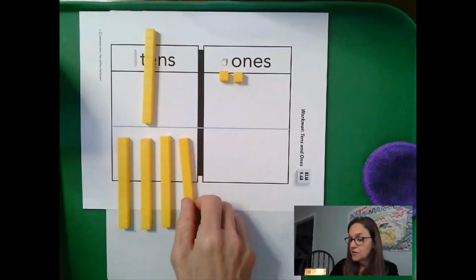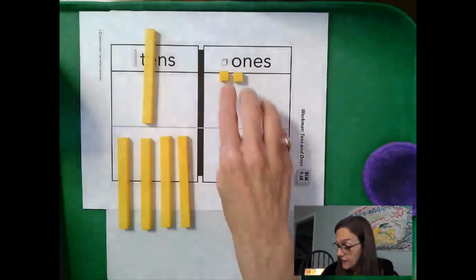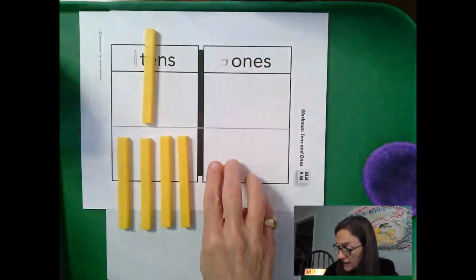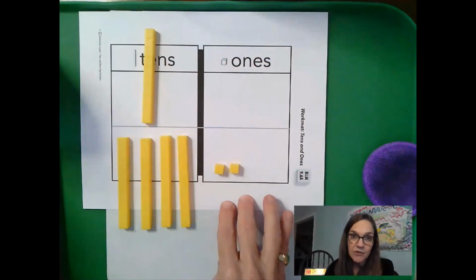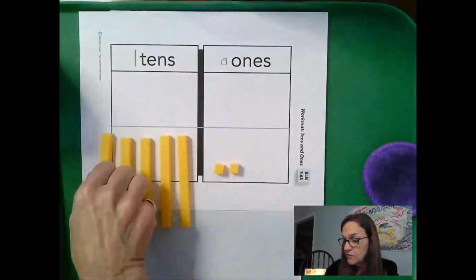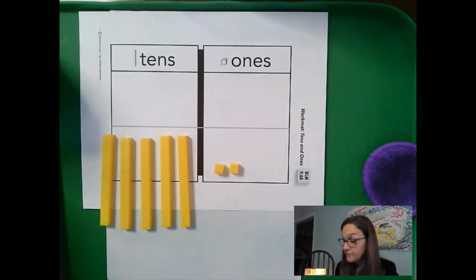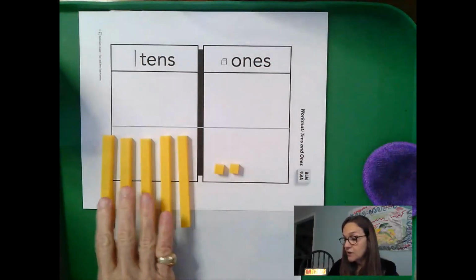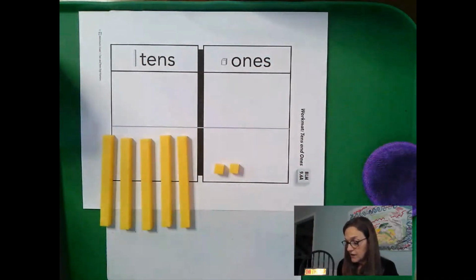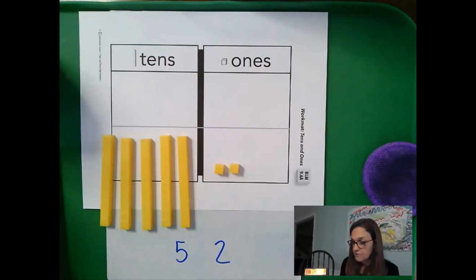And I'm going to move this over to the tens place. And then I'm going to move these down. There's just 2 of them, so I don't have to do any exchanging. And then I'm going to move this down. Okay, so now we have 1, 2, 3, 4, 5 tens and 2 ones. Okay, so our 2 numbers combined totaled 52.